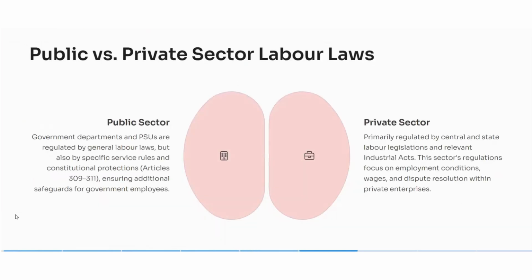Now coming to public versus private sector labor laws. Public sector government departments and public sector units are regulated by general labor laws but also by specific service rules and constitutional procedures, Articles 309 to 311, ensuring additional safeguards for government employees. Private sector is primarily regulated by central and state labor legislations and relevant industrial acts. Regulations focus on employment conditions, wages, and dispute resolution within private enterprises.